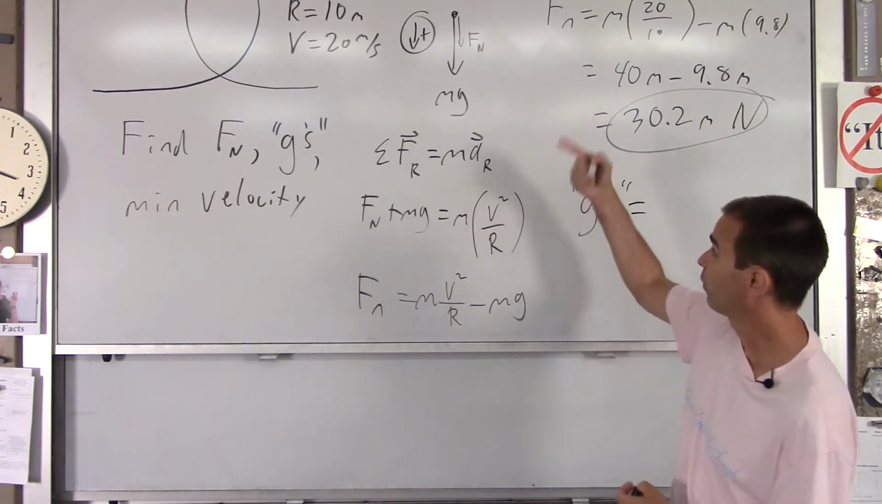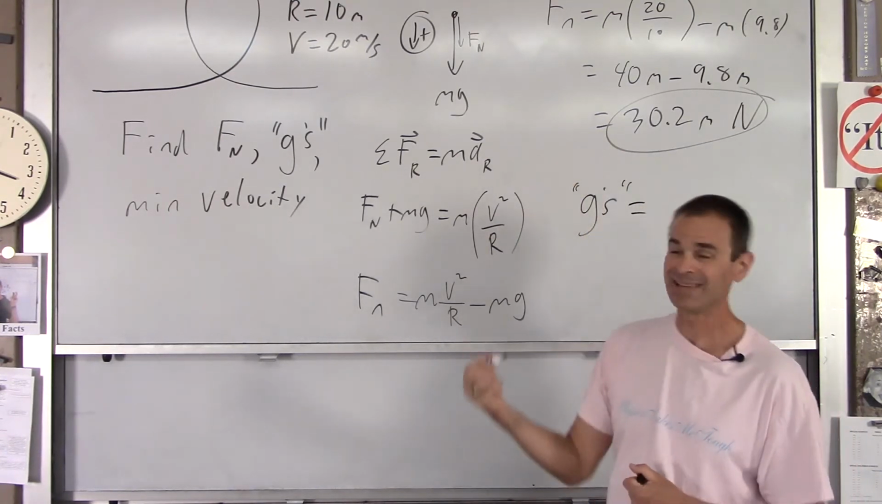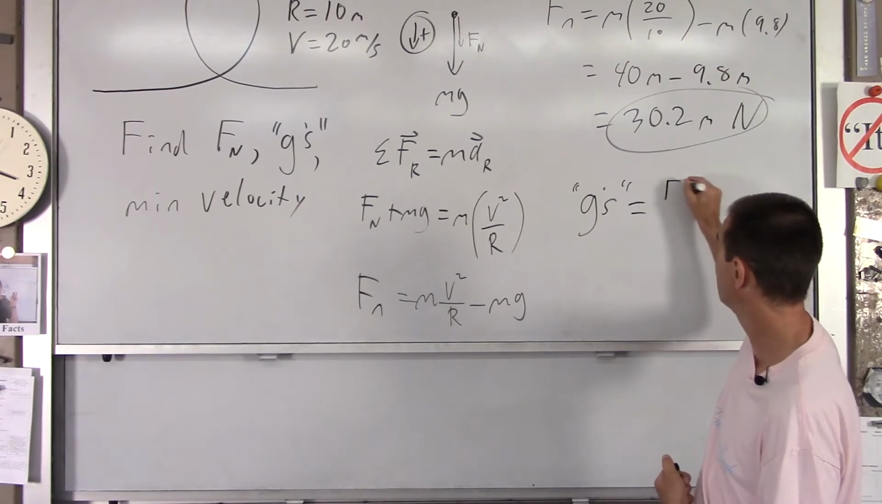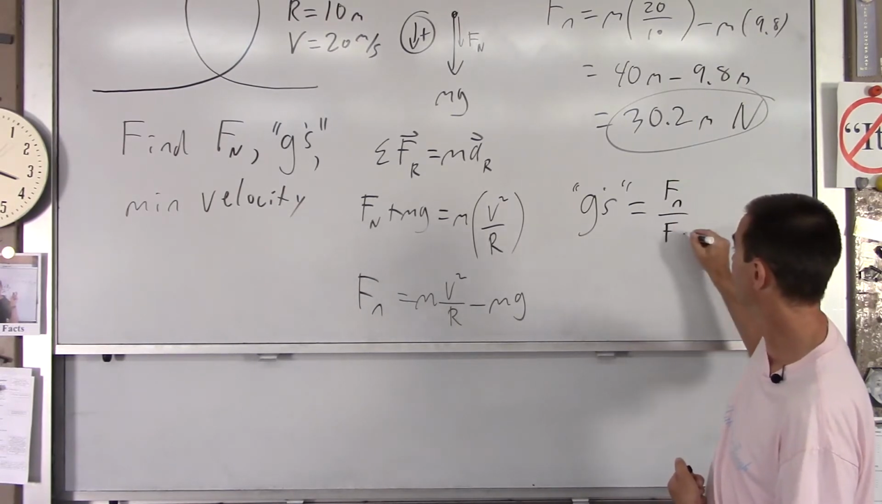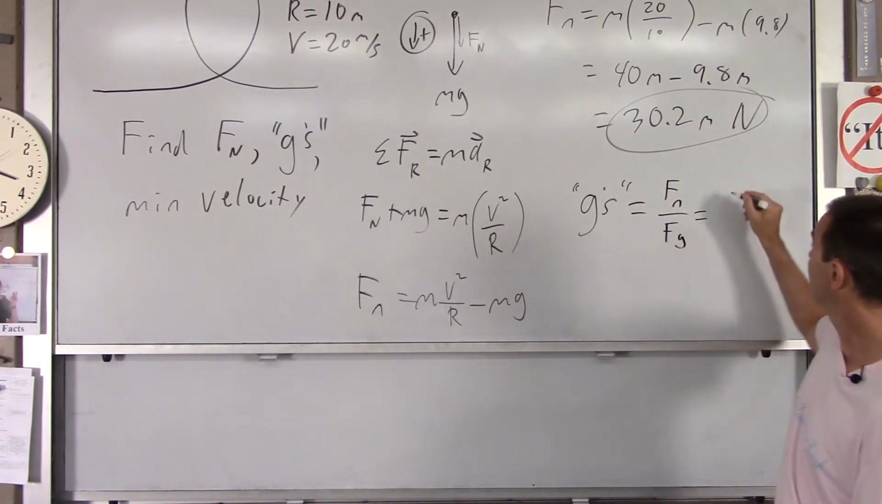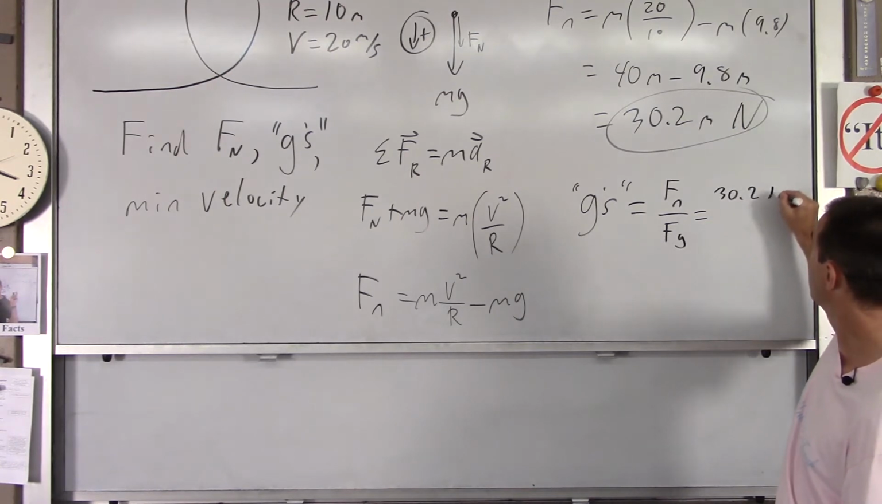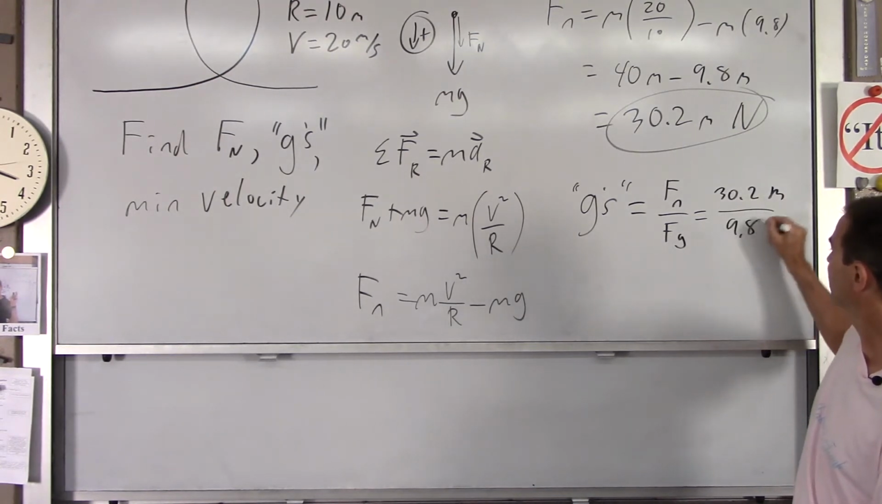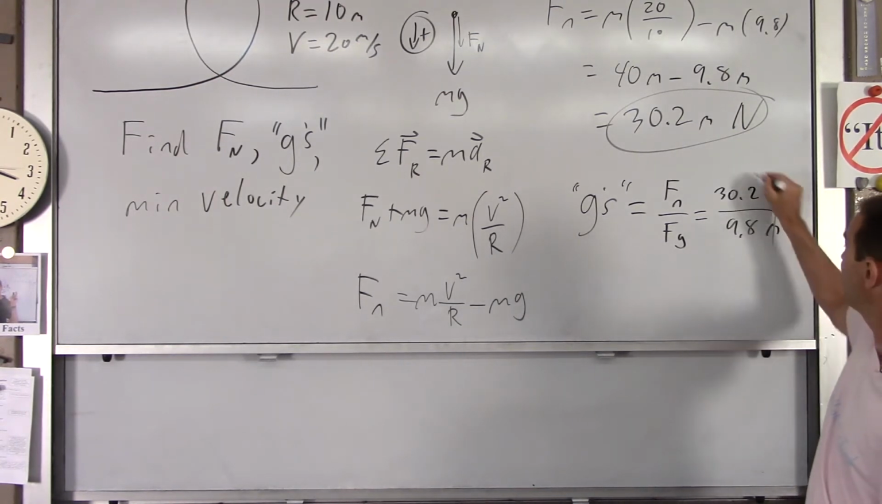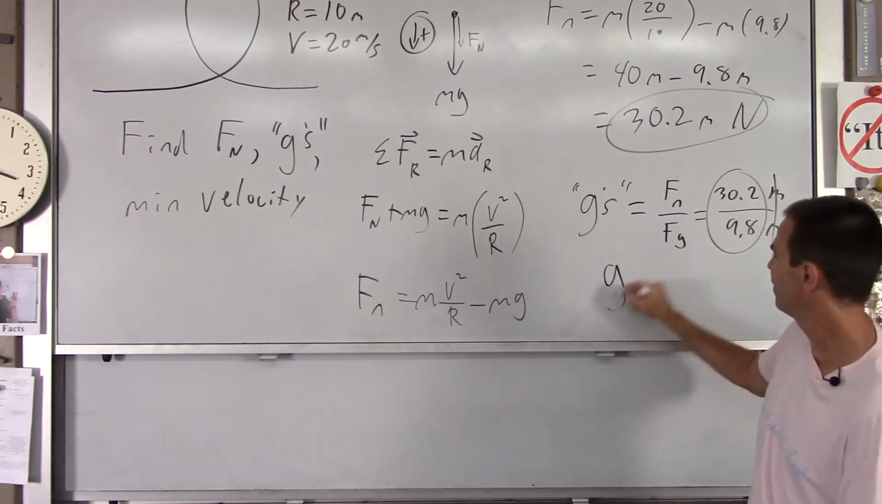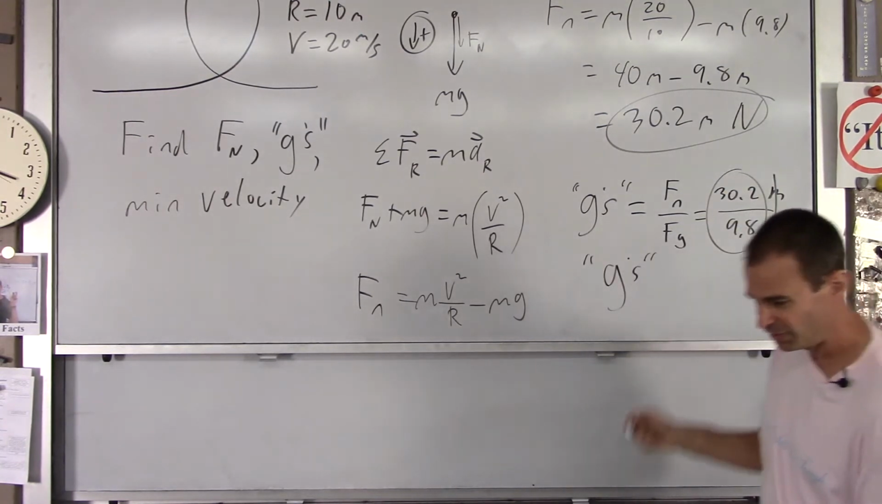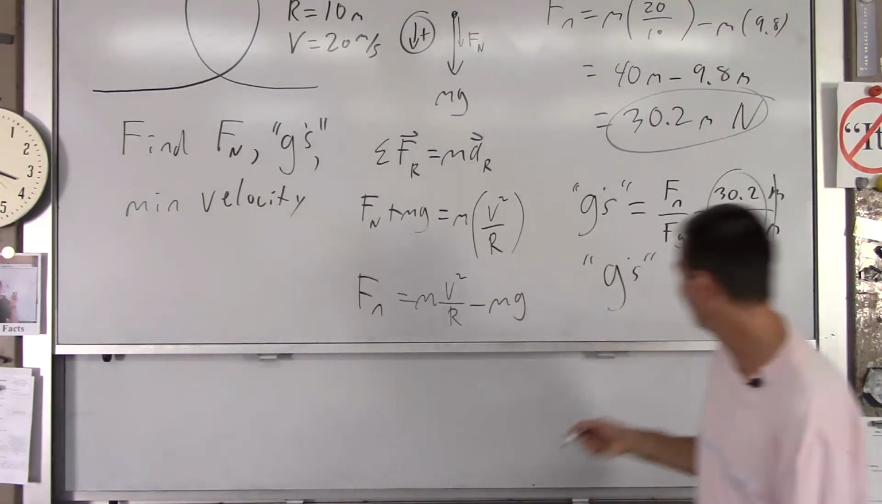in this case, what force do they feel? What force is acting on their body? Well, that's Fn. So it's going to be Fn over Fg, which for us is 30.2 m over 9.8 m. Now the m's drop out, and that's your G's you feel. So you feel just over 3 G's. I think I plugged it in and got 3.1.